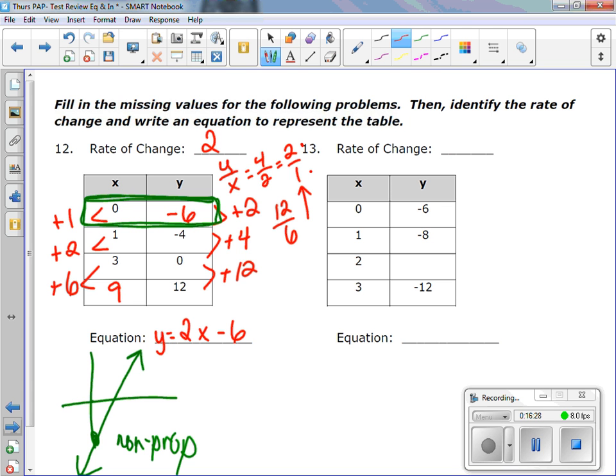Remember when we were talking about proportional or non-proportional, we said that if something was added or subtracted from our equation, it was non-proportional, because what that did is made us not start at 0. All right, let's try another one.